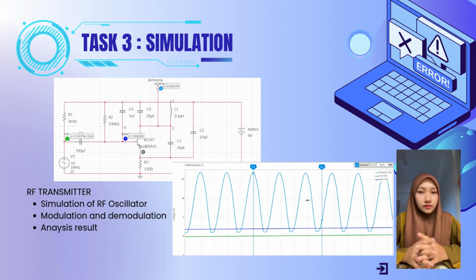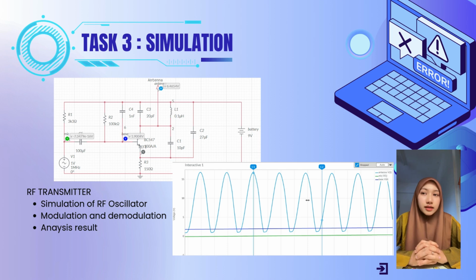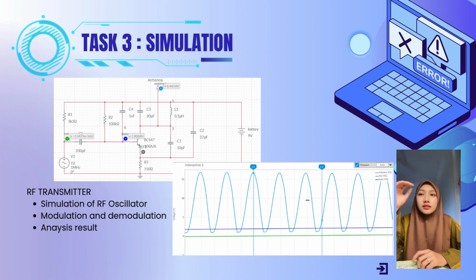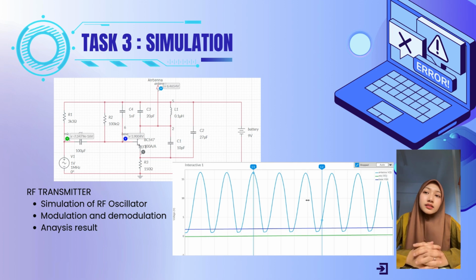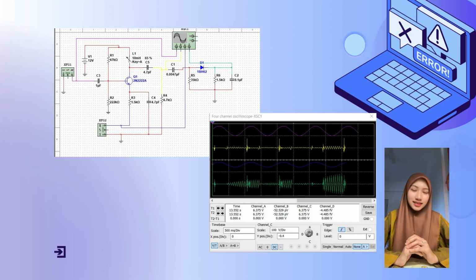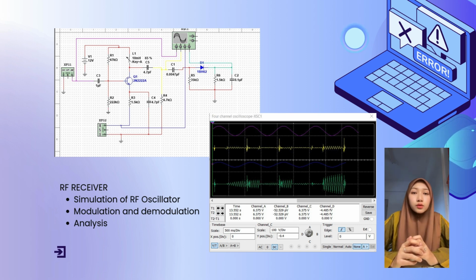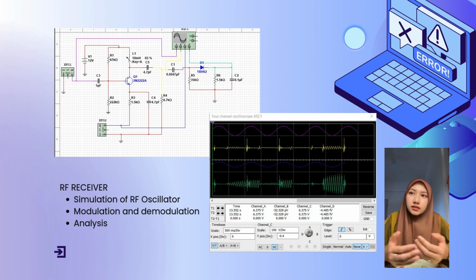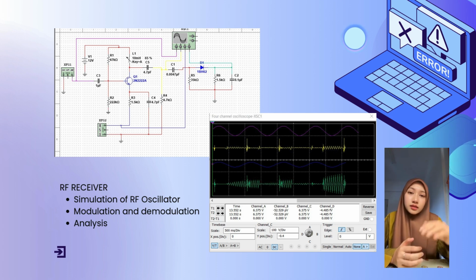Analysis of result for transmitter is: first, carrier signal, RF oscillator output. The large sinusoidal waveform, the blue line, represents the RF signal generated by the LC oscillator. This waveform is a high-frequency carrier signal determined by the LC circuit's resonant frequency. And for receiver, simulation of RF oscillator, transistor Q1, 2N2222A. This is a bipolar junction transistor (BJT) that acts as the main amplifying element in the oscillator. It provides the necessary gain to sustain oscillations.